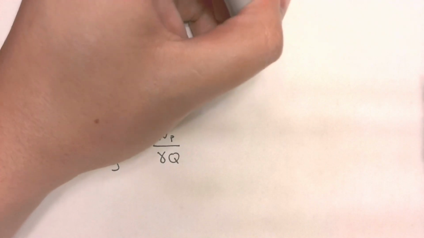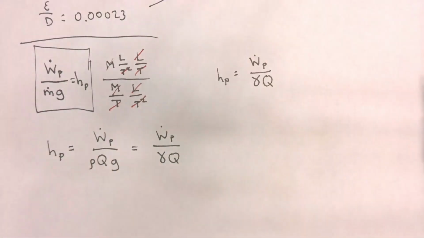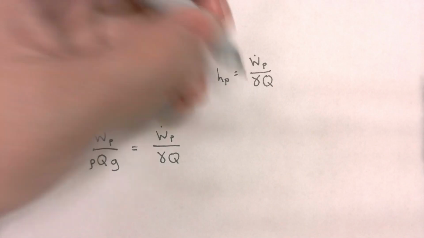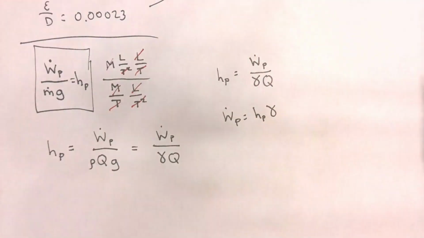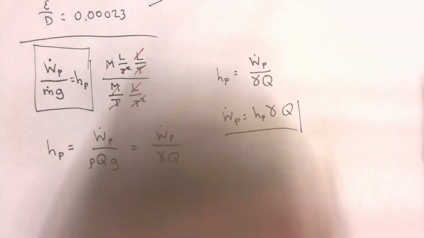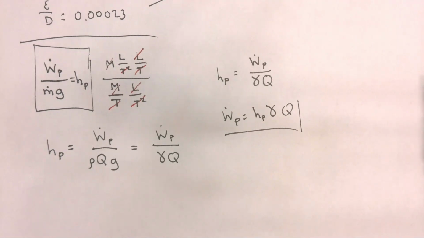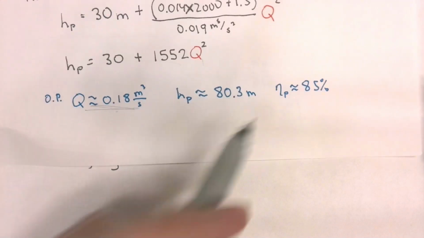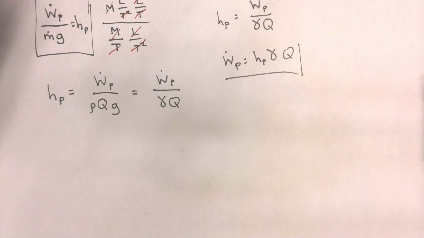All right, so here's my expression. Pump head equals pump power over specific weight times flow rate. This means that if I want to solve for pump power, that should be equal to pump head times specific weight times flow rate. Now, when you're asked to find the power requirement for the pump, this is the equation that you turn to, but you also need to remember that we were given an efficiency of 85% for this pump. Now, what does that efficiency of 85% mean?